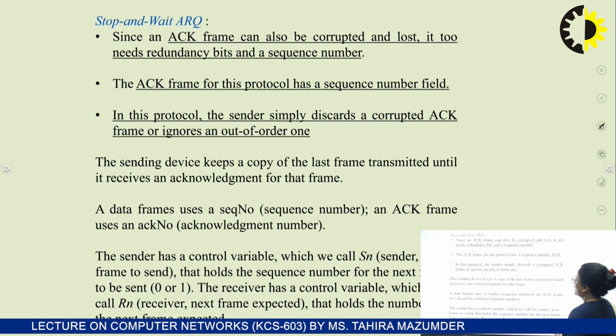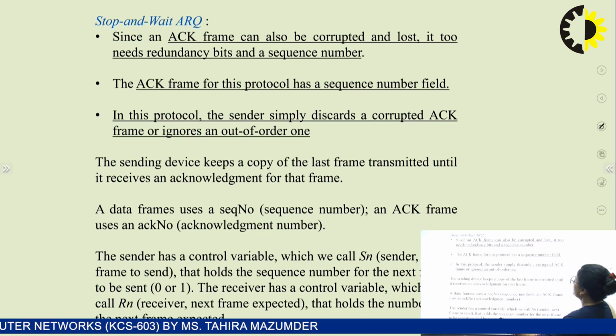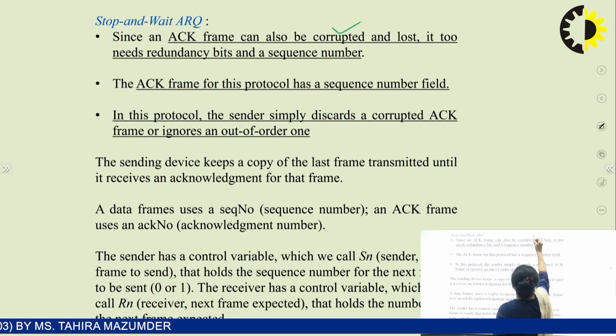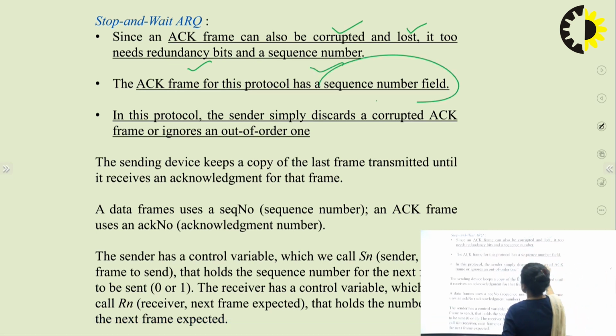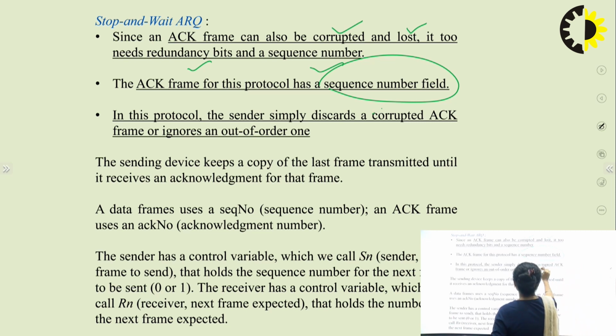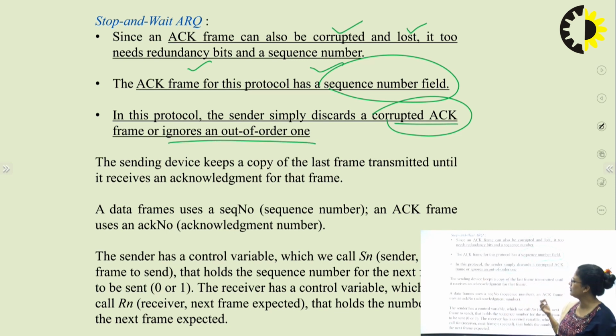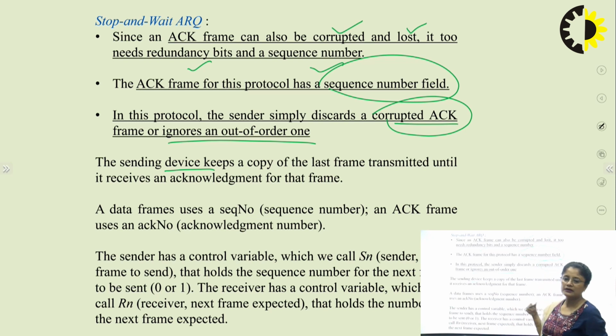Fine. So here, considering that it is a noisy channel, there is a chance that the frames can be corrupted and lost, and so we need to take redundancy bits and also a sequence number. Now the acknowledgement frames, as I told you, also have a sequence number. In this protocol, the sender simply discards a corrupted acknowledgement frame, or it also ignores an out of order acknowledgement frame. The sender, as I told you, keeps a copy of the frame as it is transmitted.